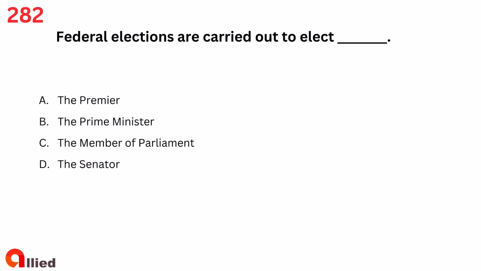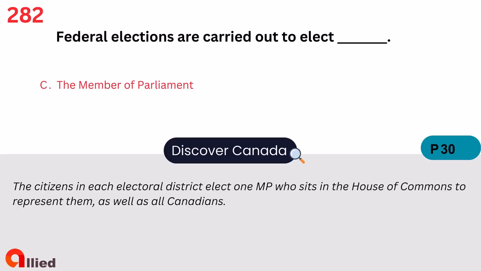Question 282. Federal elections are carried out to elect: A. The Premier. B. The Prime Minister. C. The Member of Parliament. D. The Senator. The answer is C. The Member of Parliament.